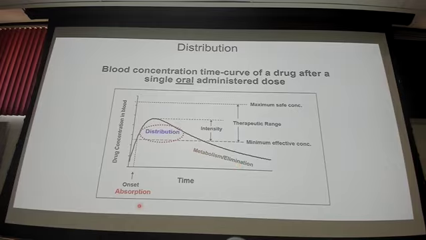And then we see all the components of pharmacokinetics. Absorption here, it's distributing, and then it's being metabolized and being excreted as the curve is going down, meaning the drug is being eliminated from our system.